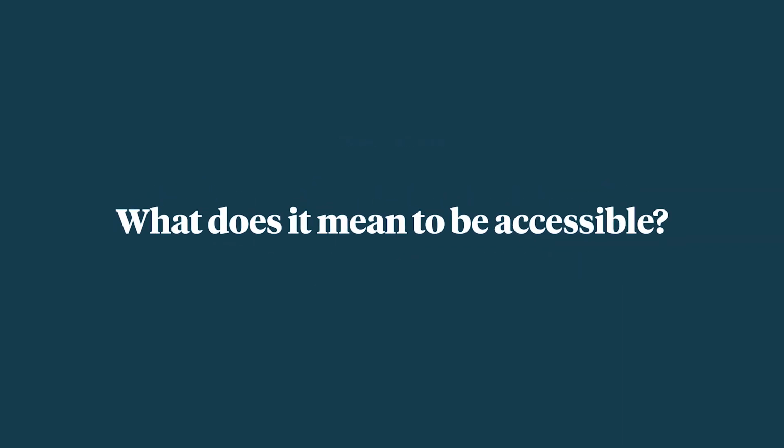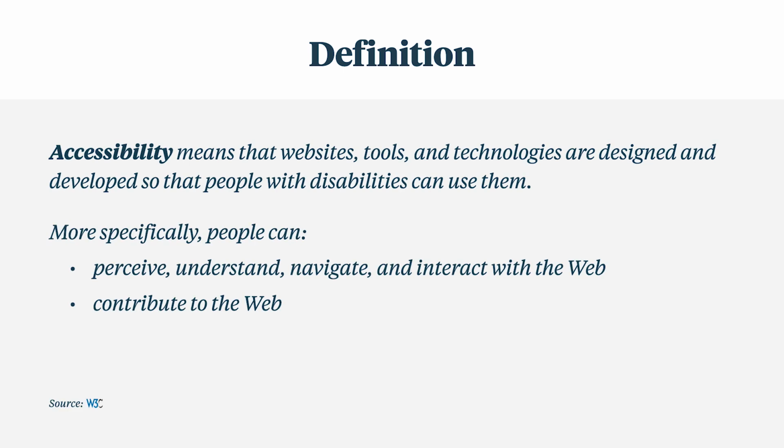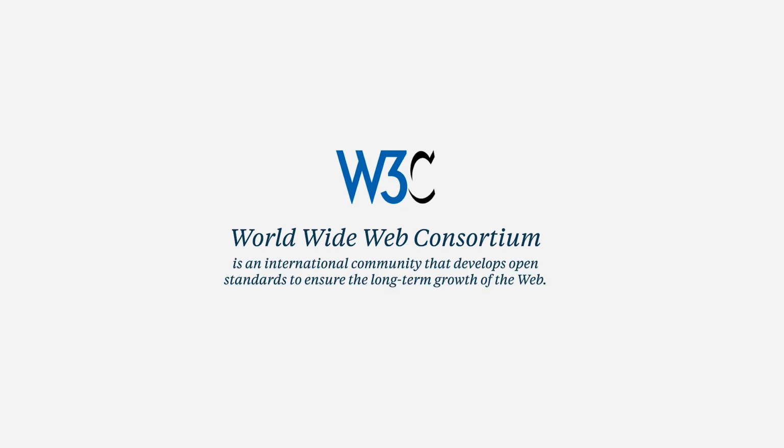What does it mean to be accessible? By definition, accessibility means that websites, tools, and technologies are designed and developed so that people with disabilities can use them. More specifically, so that those people can perceive, understand, navigate, and interact with the web, as well as contribute to it. This comes from the World Wide Web Consortium, or W3C for short. If you've never heard of them before, they're an international community that develops open standards for all to ensure the long-term growth of the web.